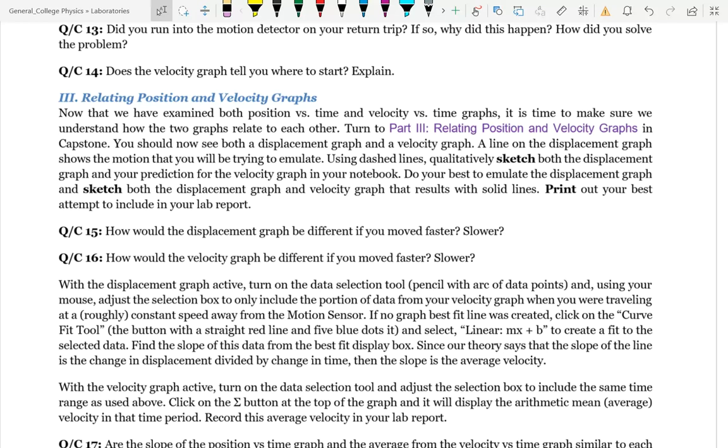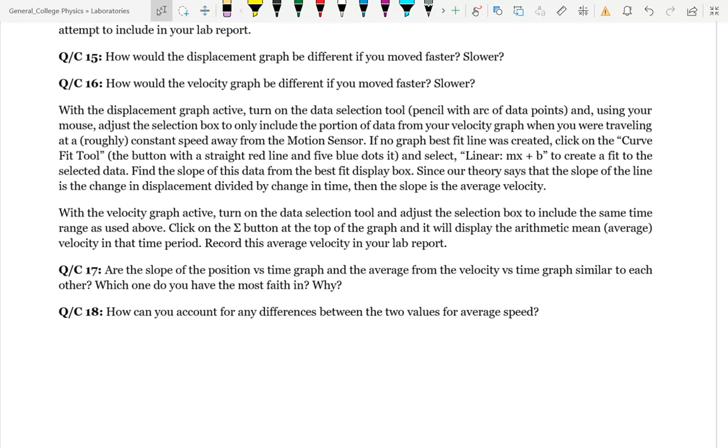And then finally, we have 2 graphs now for section 3 because we're going to compare the graphs of position versus time with speed versus time. So I think that you'll be able to go through all of this without too much difficulty.